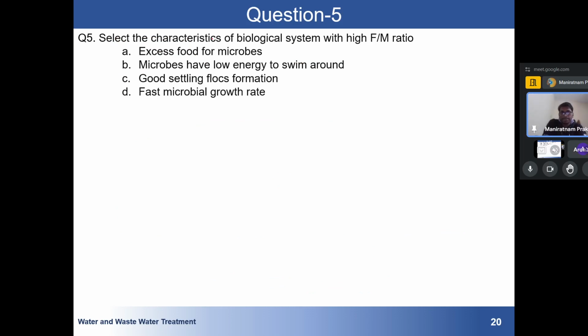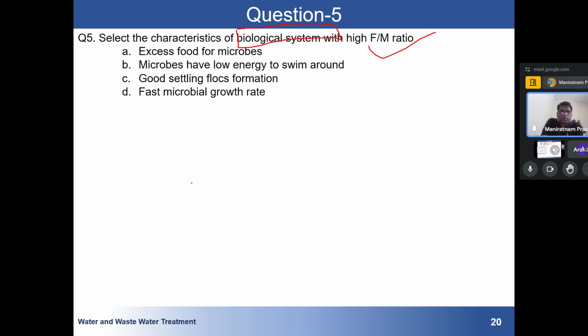Coming to the fifth question, that is, select the characteristics of a biological system with high food by mass ratio. This again is a multiple correct question, and there are four options, and I will be discussing it one by one. Based on the previous discussion, I can answer this question directly, but again I will go option by option.